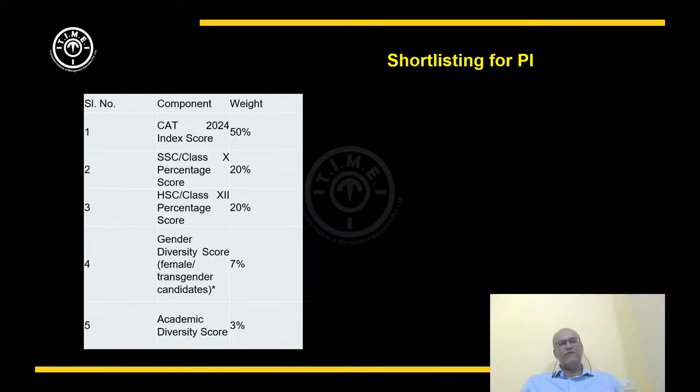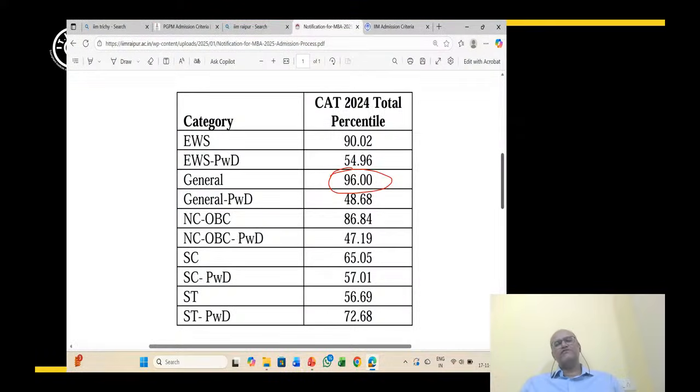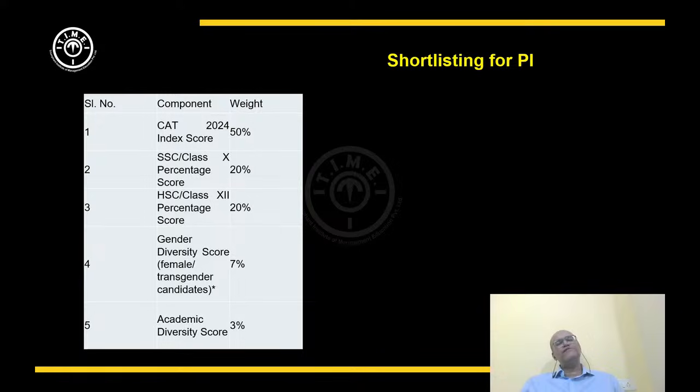Interestingly, what you have to remember is clearing these percentiles alone was not sufficient to get an interview call. If you touch these percentiles, then very well you have made it to the preliminary shortlist. But once you make it to the preliminary shortlist, the actual interview list would be generated, and while doing so, these are the parameters that they will use. These are the weightages that they will assign to those parameters.